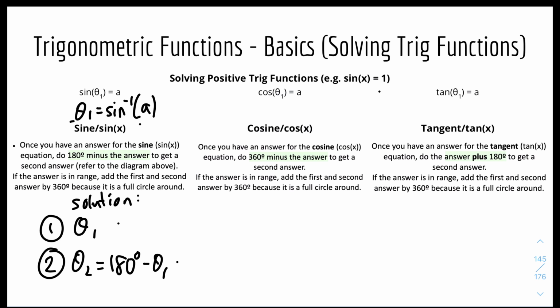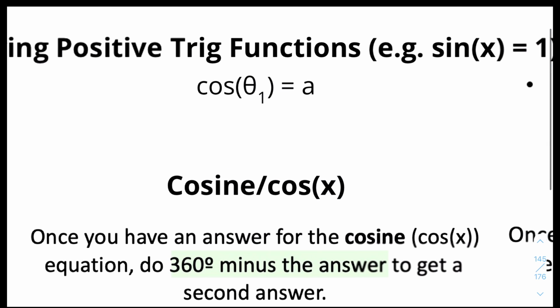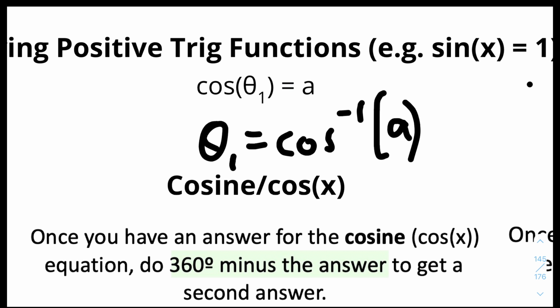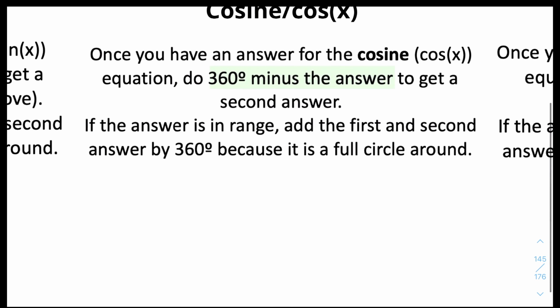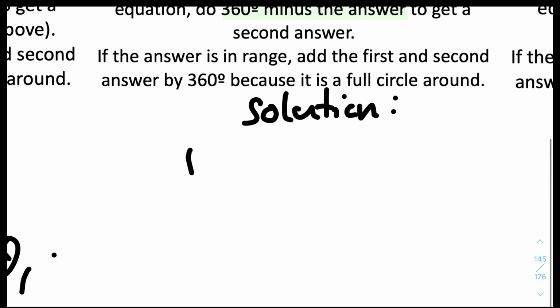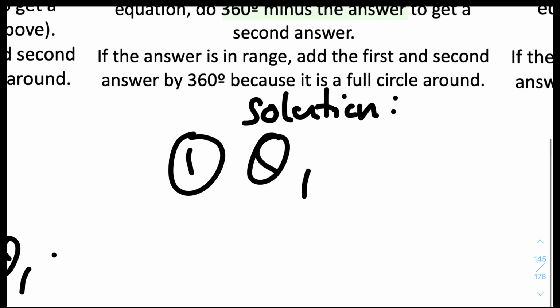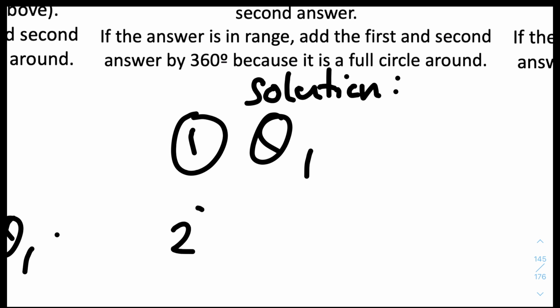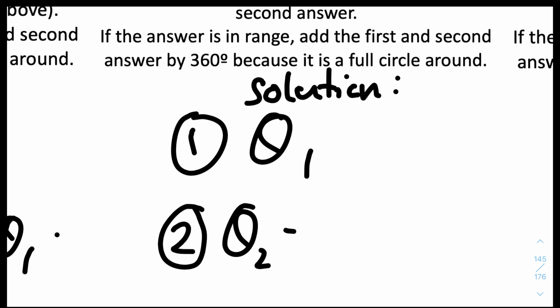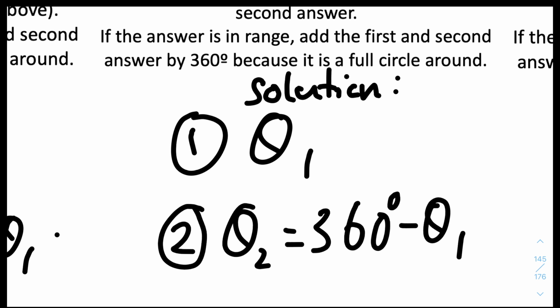Then we have number 2, cos theta 1 equals a. So the first answer will be theta 1 equals cos inverse a. Once you have the first answer for cos, you do 360 degrees minus the answer to get a second answer. So the first principal solution will be theta 1 using the cos inverse, and the second solution, theta 2, will be equal to 360 degrees minus theta 1, like so.